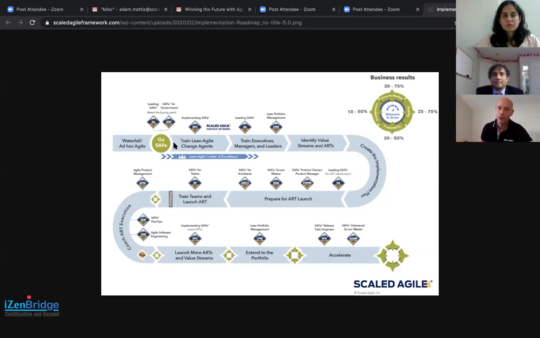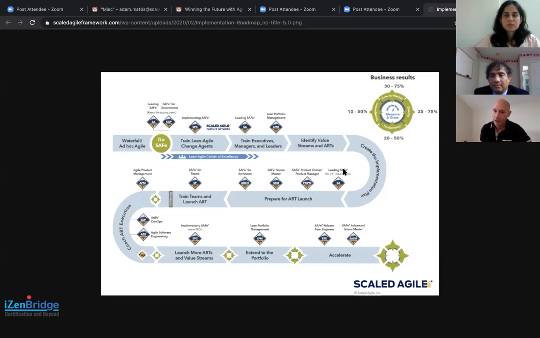So we go through, we train the change agents and the change leaders. We train the executives and the managers so they understand what it is that's being asked of them. We then go through and identify the value streams and identify what is the first release train that is logical for us to launch. So once we've identified that first release train, we probably have a bunch of people that have titles today like business analyst, project manager, product manager, program manager, whatever. So we need to start giving them the basic skills that they need to be successful in this new way of working.